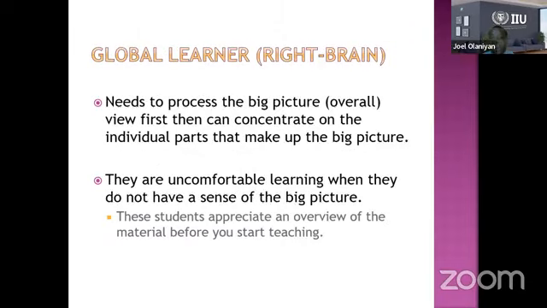The global learners are called the right brainers. And this is how it works. The right brainers are those who have their intelligence on their right brain. And usually, this type of people, they write with their left hand. They may not be all left-handers, but usually they write with their left hand. They are right brainers, and they are called global learners. And they need to process the big picture view. They need to view it as a big picture first, then they can now concentrate on the individual parts that make up the big picture.